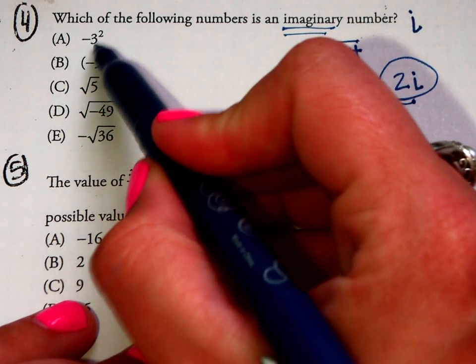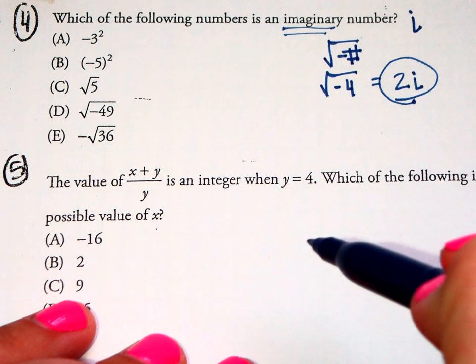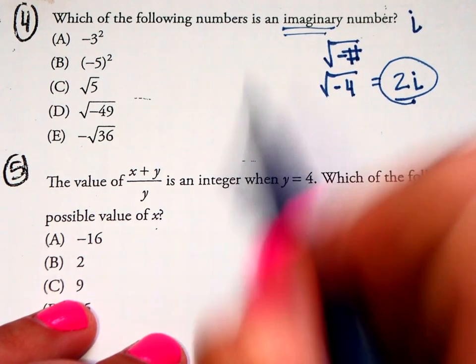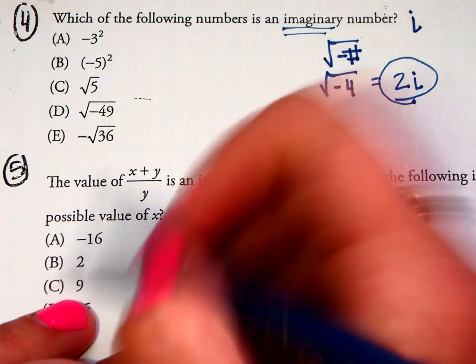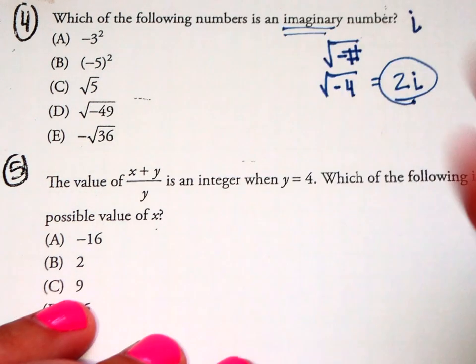Well, (-3) squared, that's not going to be imaginary. I'll get a positive or a negative number. (-5) squared is a positive 25. The square root of 5 is just a positive number.